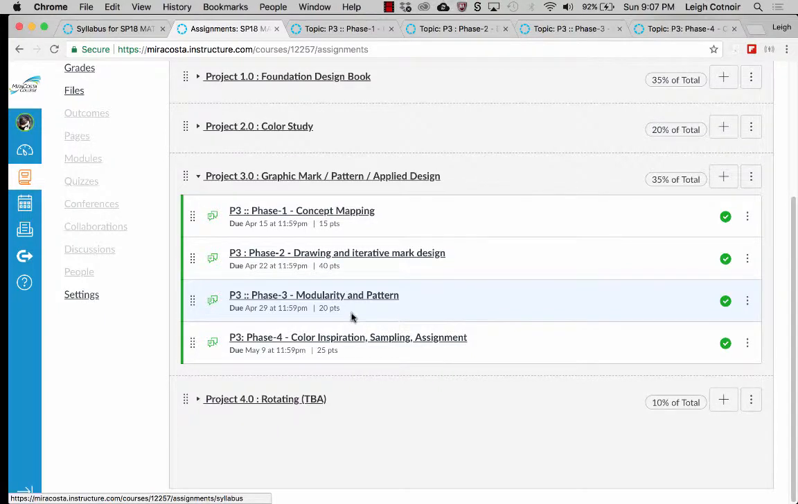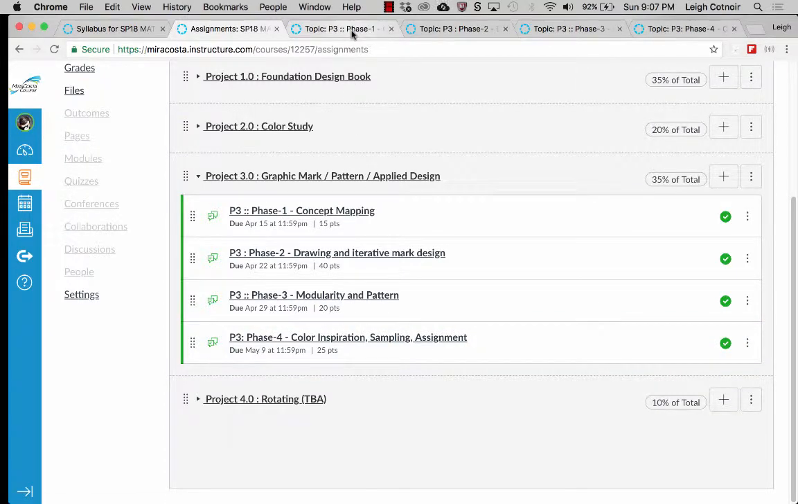And then the last phase for this project is going to be the assignment called color inspiration, sampling, and assignment. And when I say assignment, I don't mean that I'm assigning you something that's for a grade. When I say assignment, I mean basically designation. So it would be color inspiration, color sampling, and color designation, or color assignment. So let's take a look at each of these separately.